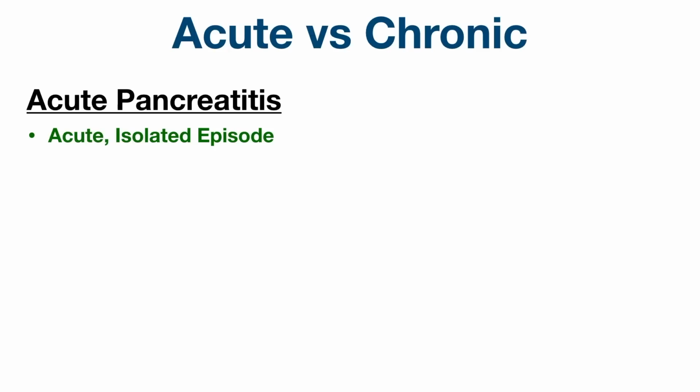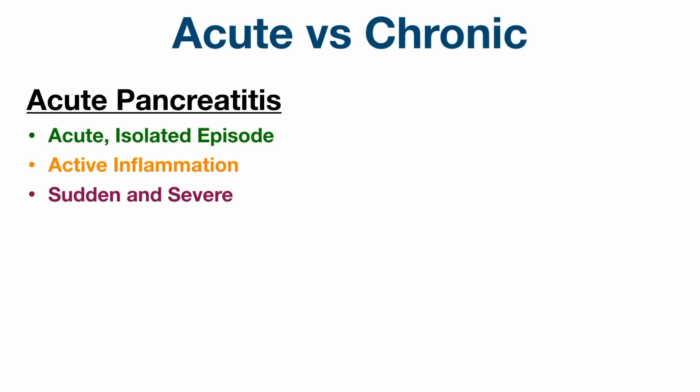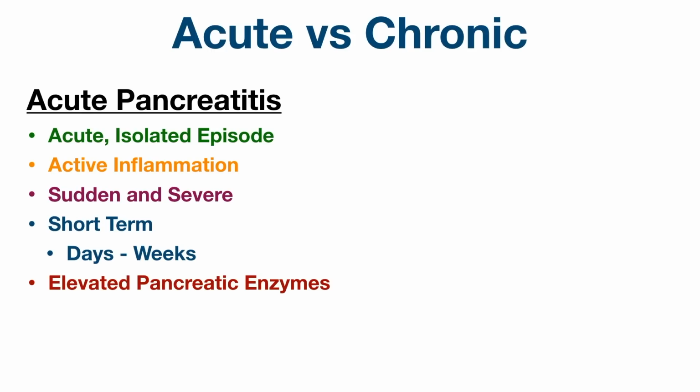Acute pancreatitis is an acute response to injury of the pancreas. It's an isolated episode in which there is active inflammation of the pancreas. While the onset of acute pancreatitis is often sudden and severe, it's short-term with a duration of days to weeks before resolving. Pancreatic enzymes are usually elevated since active inflammation is present, and this can be measured using a blood test. We'll talk more about that later.